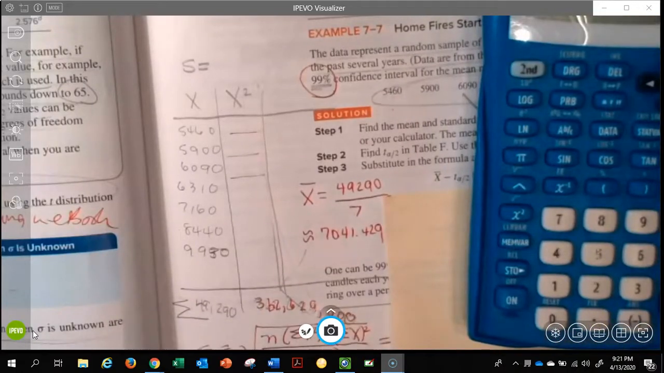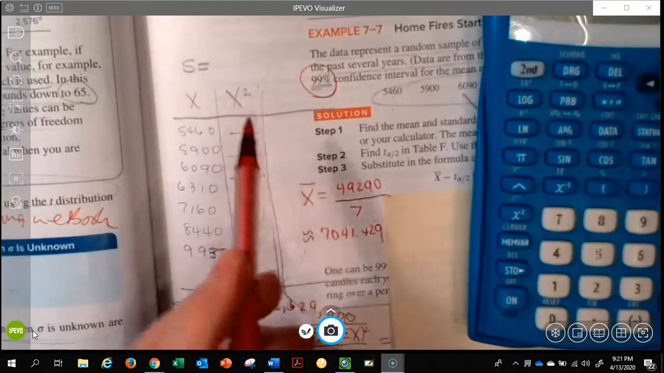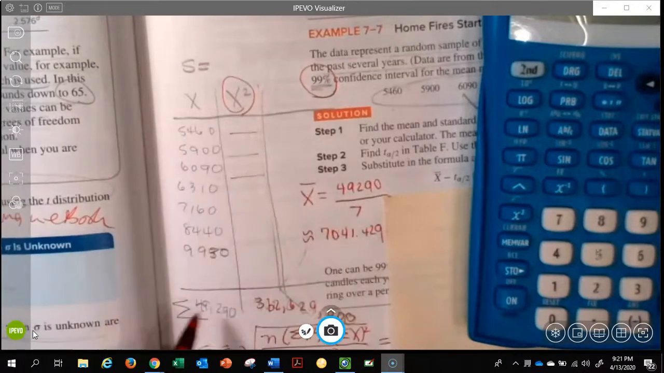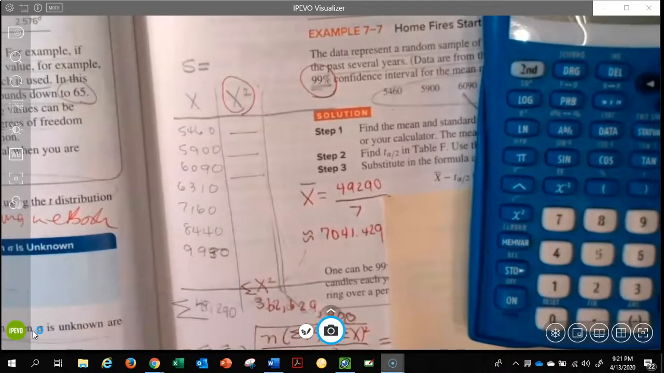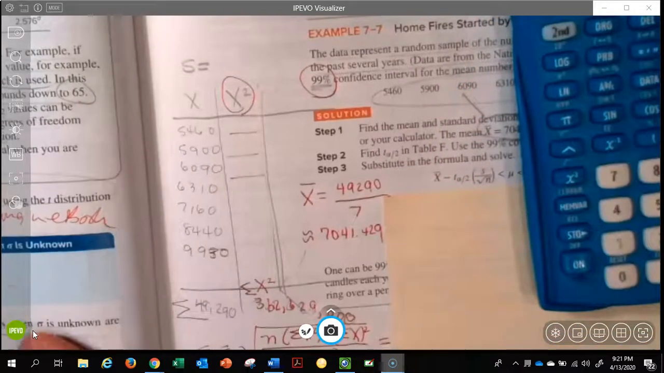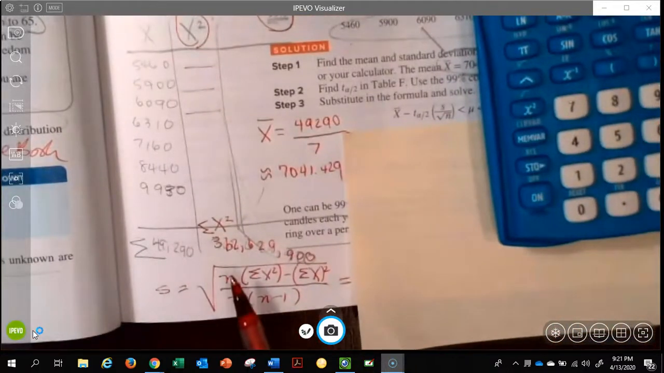362,629,900. And so that is my x squared sum. So that's the sum of my x squares. And so I'm going to just start typing into my formula. If I can do it very carefully, I'm going to type in the sum, I'm going to type in n, 7, times this sum of my x squares.